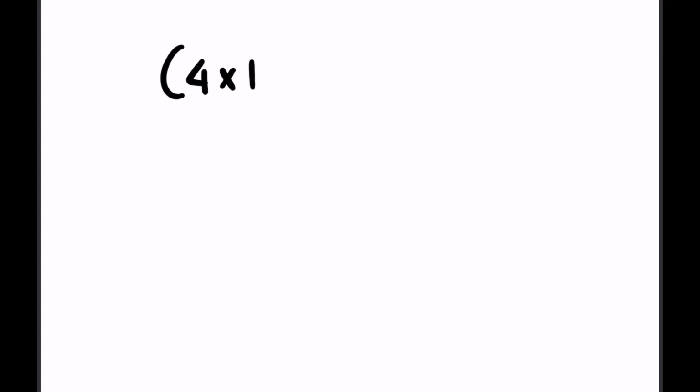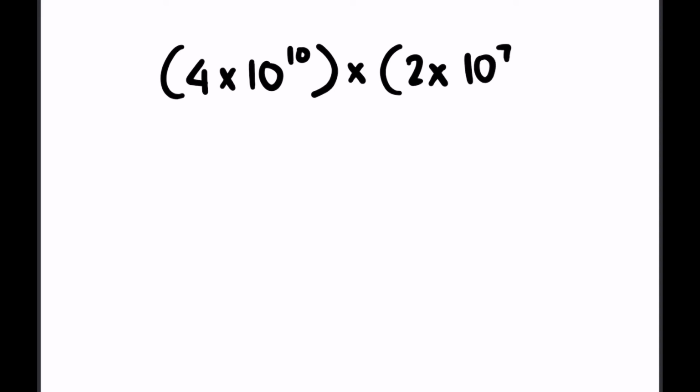If I have 4 times 10 to the power of 10 multiplied with 2 times 10 to the power of 7, again, I'm going to start with my 2 and my 4, and I'm going to multiply those together, and 4 times 2 is 8. Then I'm multiplying the same base of 10, so it's 10 to the 10 times 10 to the 7, which is actually 10 to the 10 plus 7, so it's times 10 to the power of 10 plus 7, which is 17.